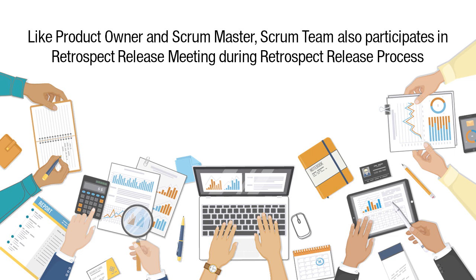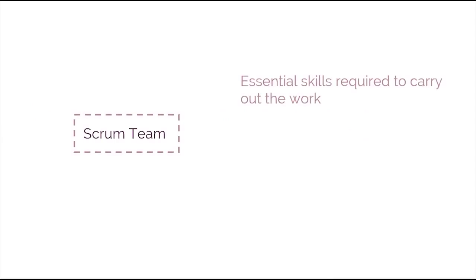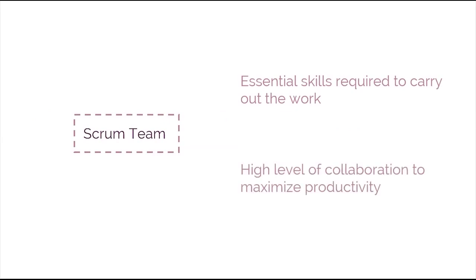Like the product owner and the Scrum Master, the Scrum team also participates in the retrospect release meeting during the retrospect release process. It's important for the Scrum team to possess all the essential skills required to carry out the work of the project. It's also necessary to have a high level of collaboration to maximize productivity, so that minimal coordination is required to get things done.